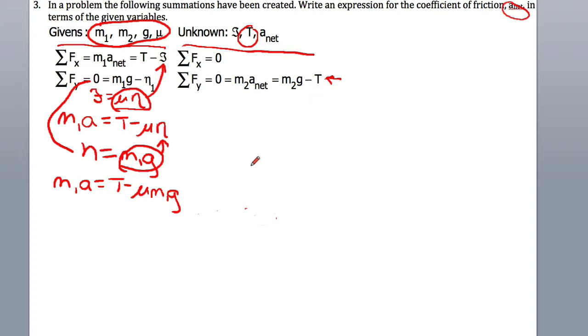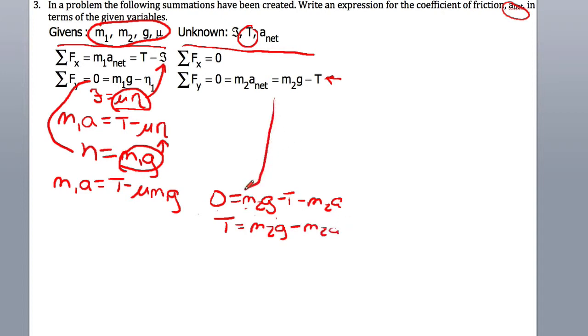Let's see, I'm going to say 0 is equal to m2g minus T minus m2a, and then I'm going to take the T and move it to the other side, so that's going to become T is equal to m2g minus m2a. Again, this is just this equation down here is all I'm doing. So now I have an expression for T. What I'm going to do is method of substitution. So I'll take this big expression here and put it in for the T.